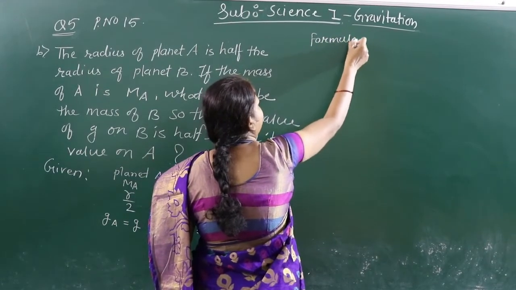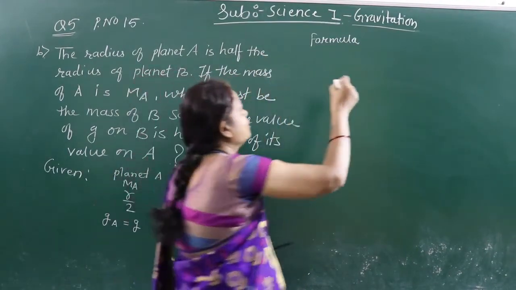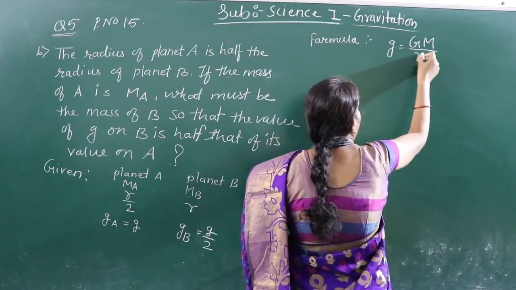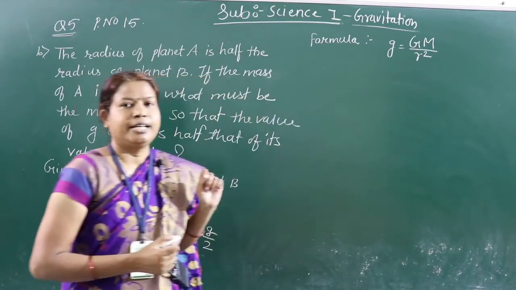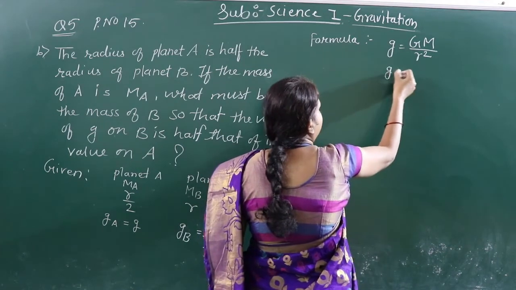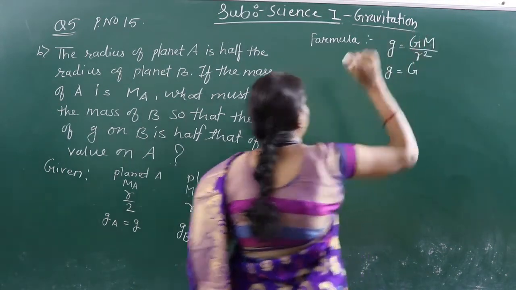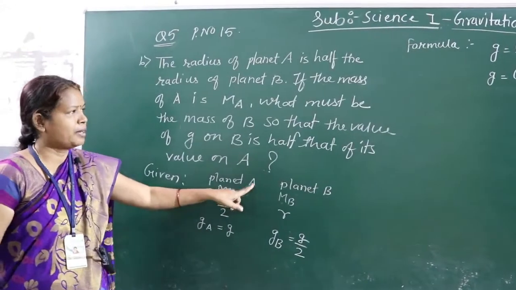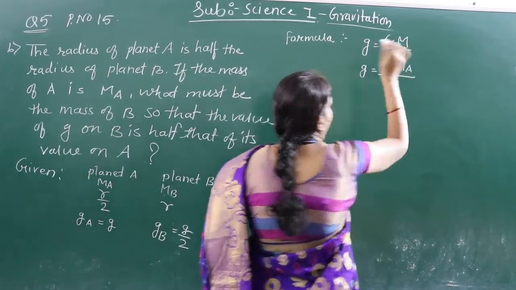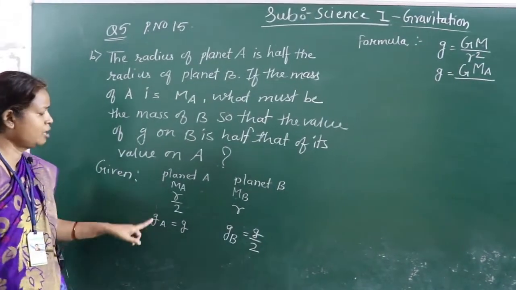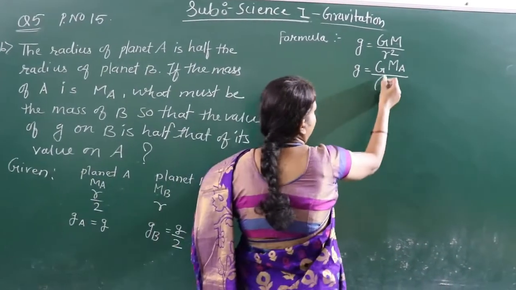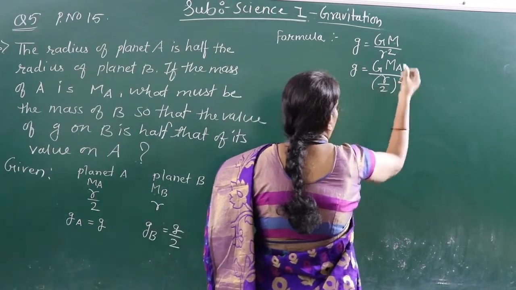What is the formula? The formula is g is equal to GM upon r square, as given in our last video. Now, therefore, g is equal to G. This is for planet A, so we have to mention it as M_A. R square means what? R square is equal to r by 2, so it is r upon 2 square.